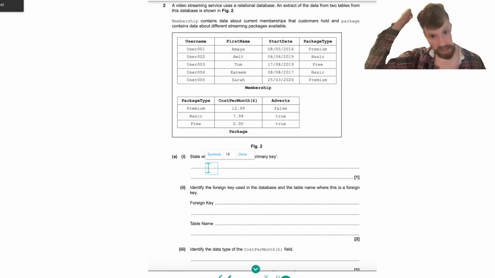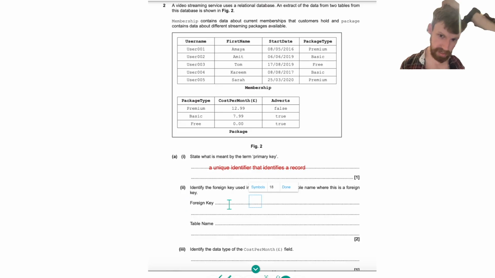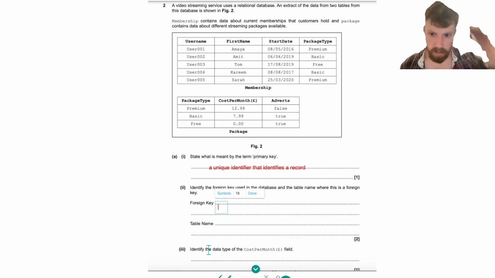Okay, so now we're on to the database questions, where what we're going to do is state what is meant by a primary key. So just a simple definition here: a unique identifier, buzzword here, that identifies a record. Identify the foreign key used in the database and the table name where there is a foreign key. So let's have a little look.